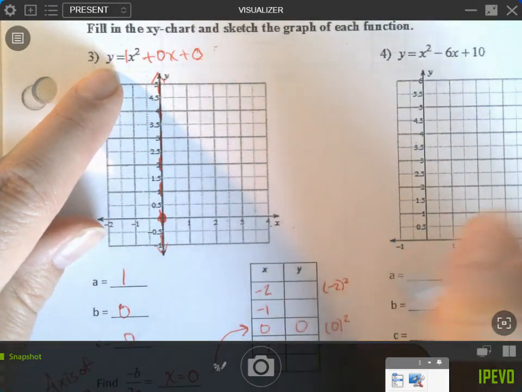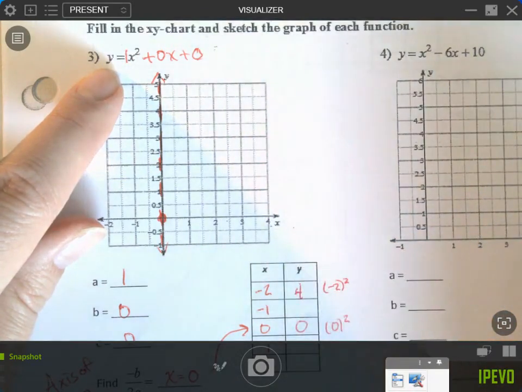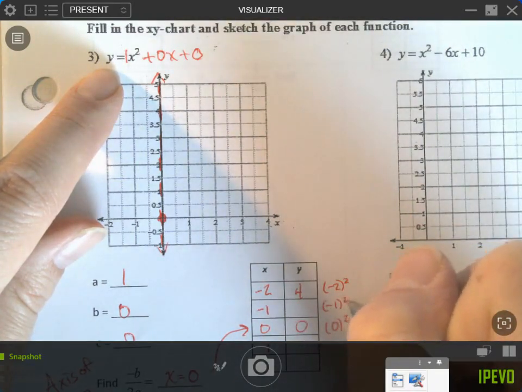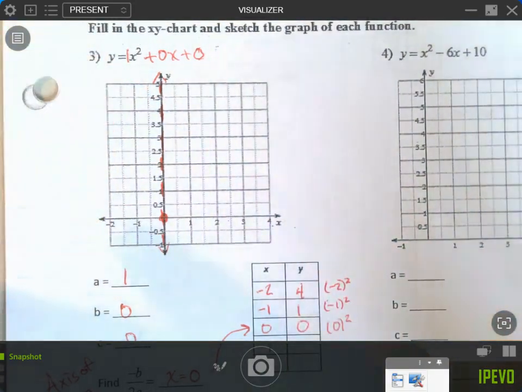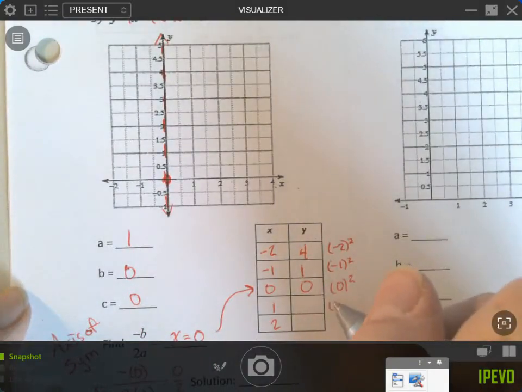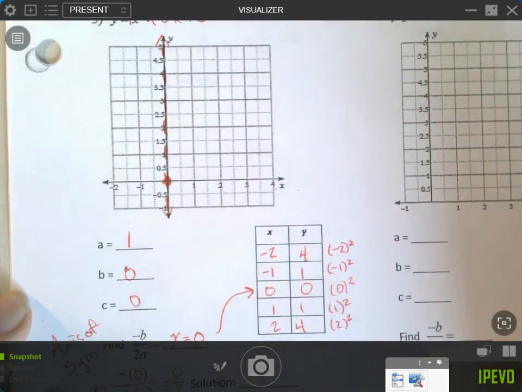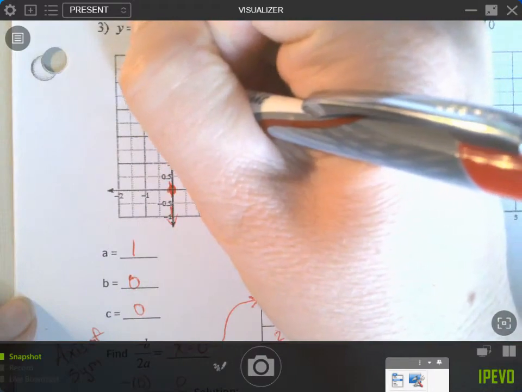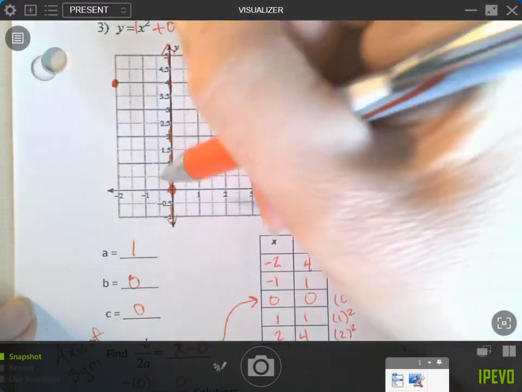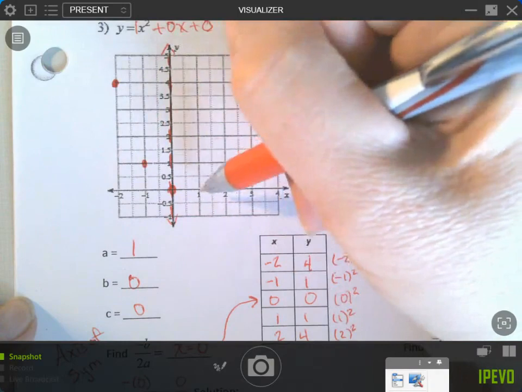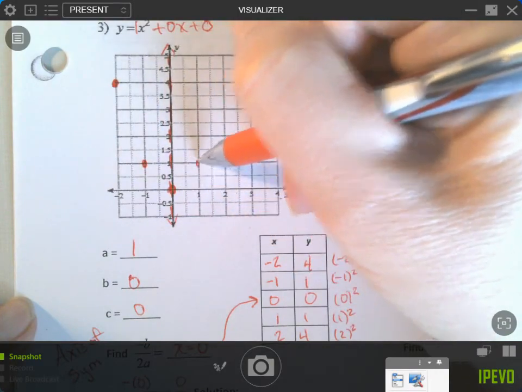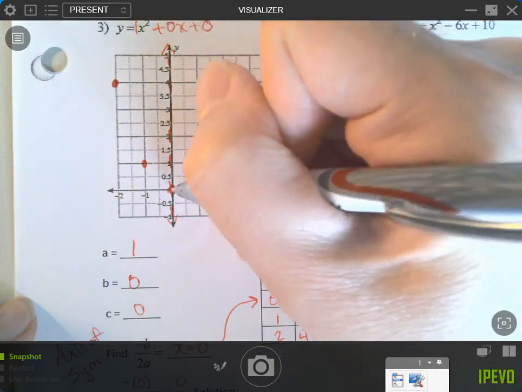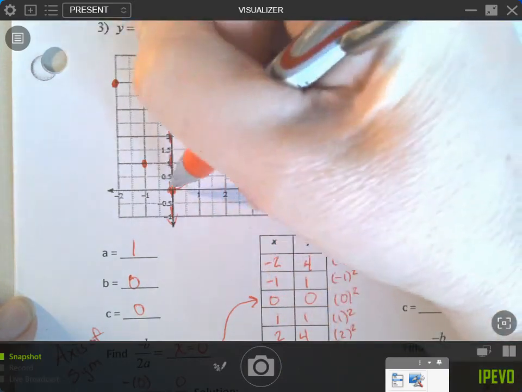-2 squared is what? +4. Watch your negative sign. -1 squared is? 1. -1 times -1. 1 squared is 1, and 2 squared is 4. All right, so let's graph. -2, +4. Got to look at that graph a little better. -1, +1. Got my (0, 0), (1, 1), and (2, 4). Draw in that U-shaped curve. Remember that was called a parabola?